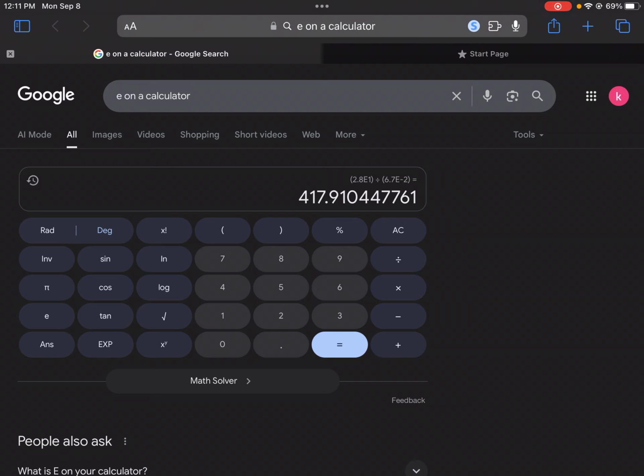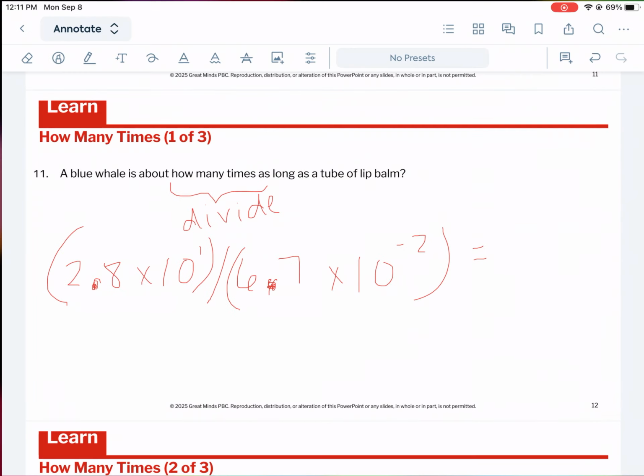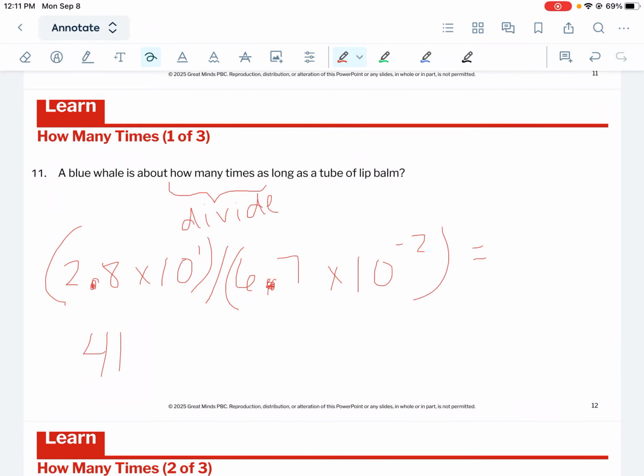We have 417.91, and I'm going to just round that off a little bit because we don't need all 15 of the numbers after the decimal. So we're going to keep that 417.91. Now, this is not in scientific notation. Our answers have to be in scientific notation as it's stated in the directions. So don't just write 417.91. Put it back in scientific notation.